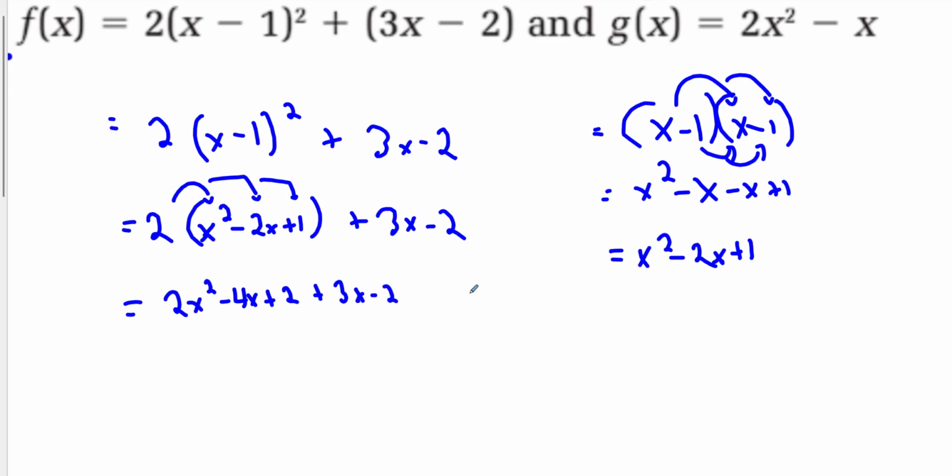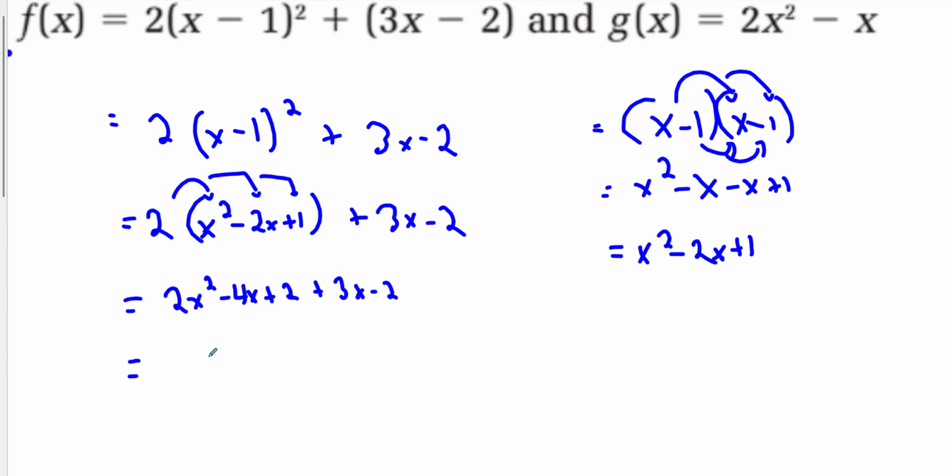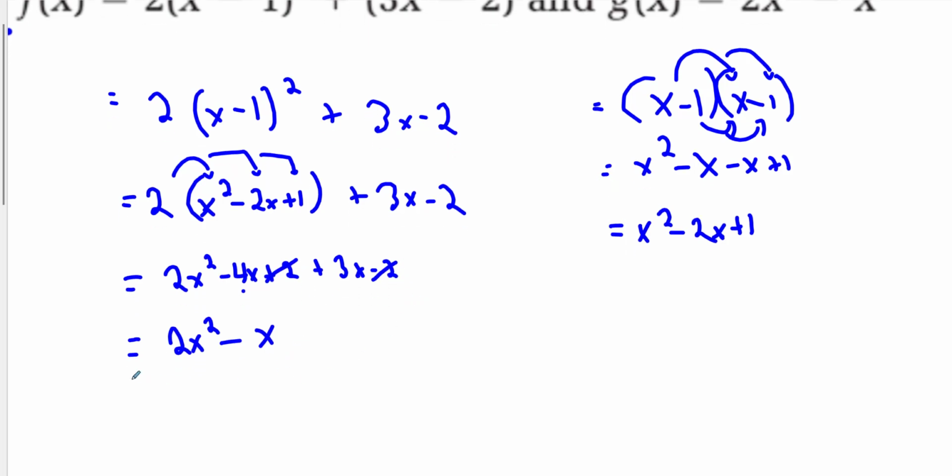Now I can simplify, collect like terms. So 2x squared, well, there's nothing that's like terms with x squared. But minus 4x plus 3x, that's going to be minus x. And plus 2 minus 2, well, that just cancels out. So this is the answer. So f of x can be simplified to 2x squared minus x.